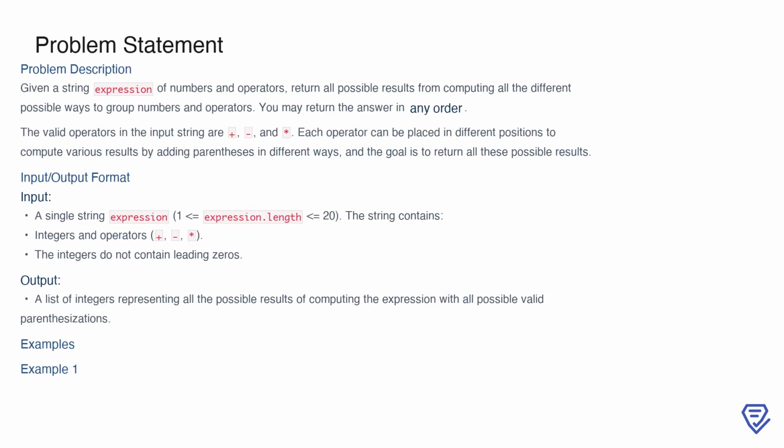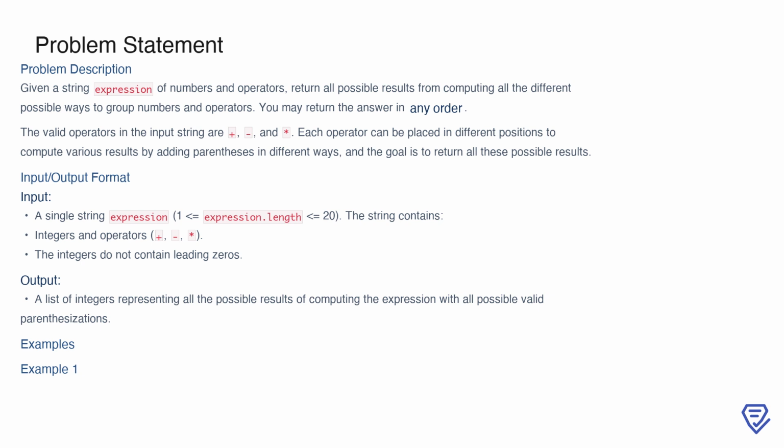This problem asks us to take a string containing numbers and operators, and compute all possible results by grouping the numbers and operators in different ways using parentheses. The goal is to explore every possible parenthesization of the expression and calculate the results for each grouping. The operators we're working with are addition, subtraction, and multiplication.